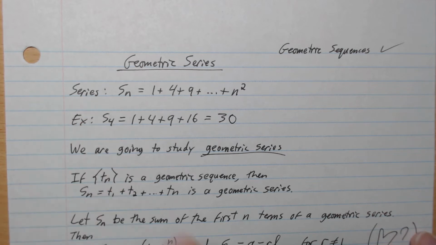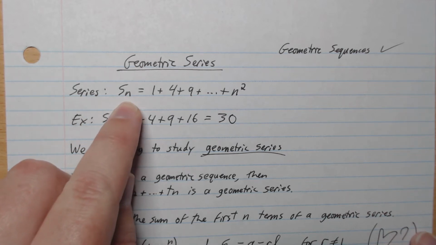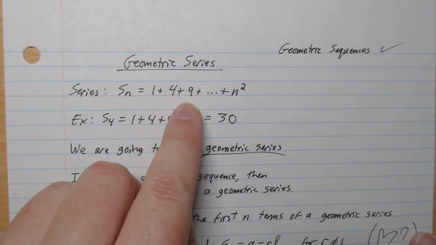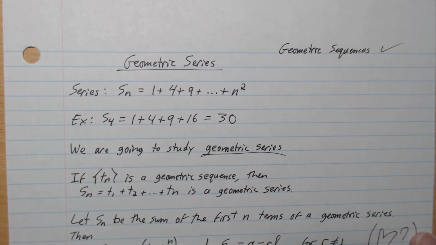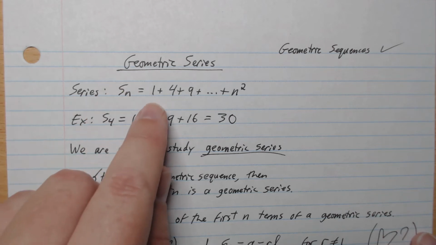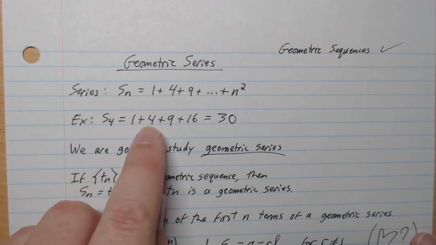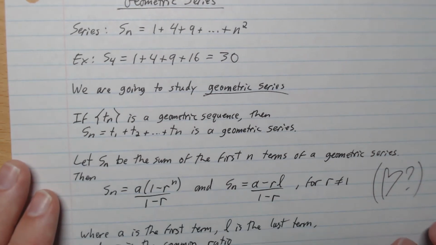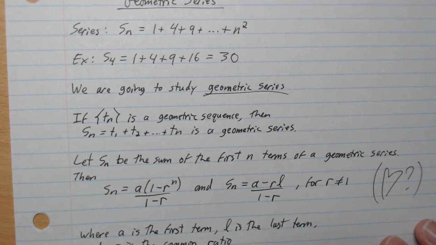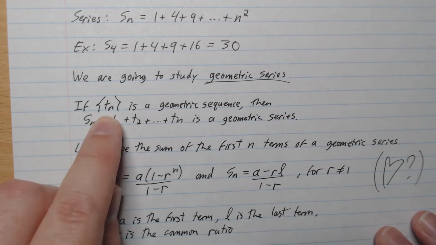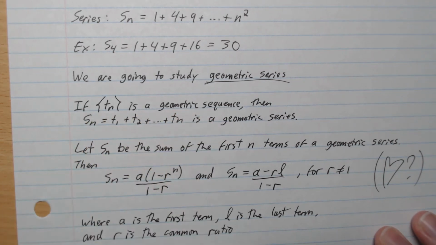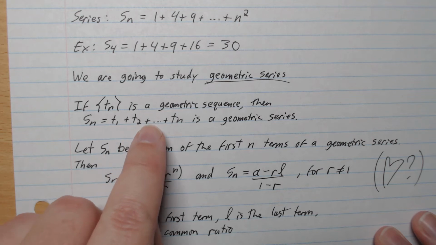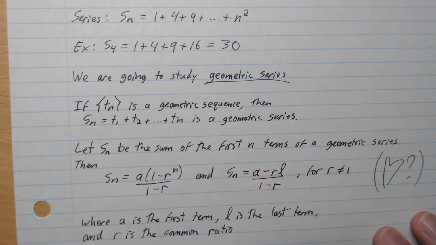So an example of a series: the sum of the first n terms. 1 plus 4 plus 9 plus all the way to n squared, like that. That's an example of a series. Example S4, where we sum the first four terms, 1, 4, 9, 16, gives 30. What we're going to do today is study geometric series. So what is that? If Tn is a geometric sequence, then adding up those terms together is called a geometric series.